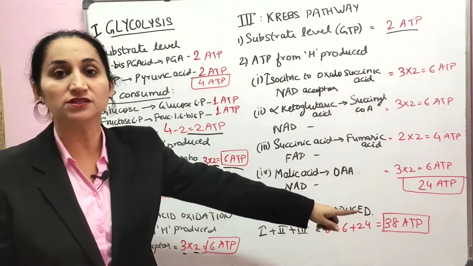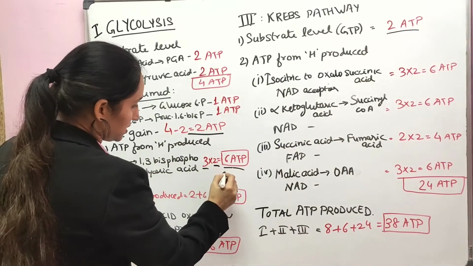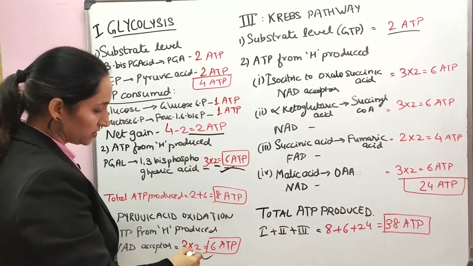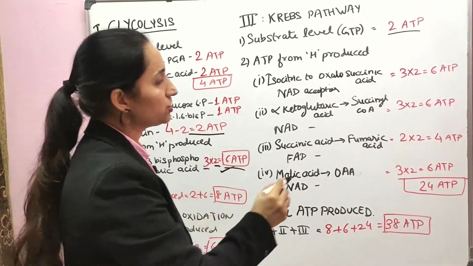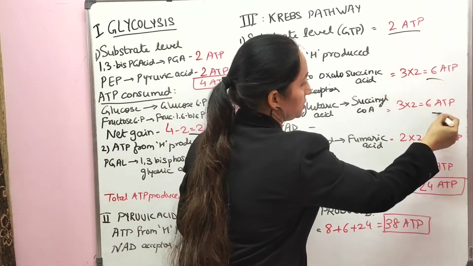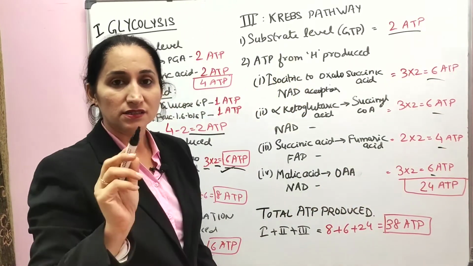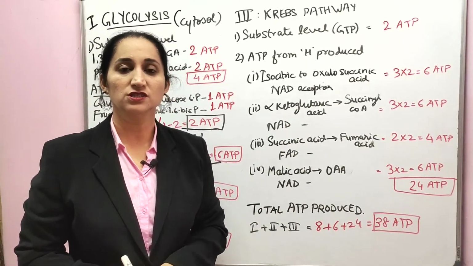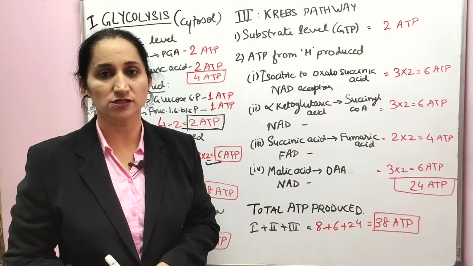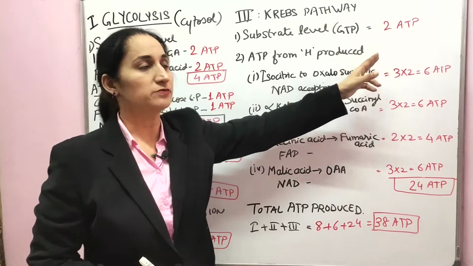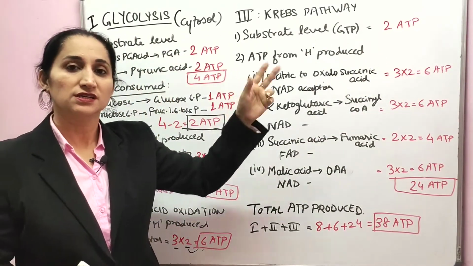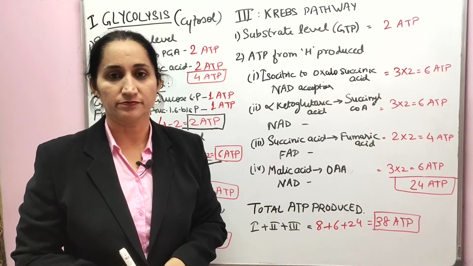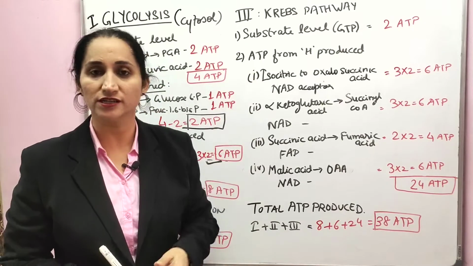The rest, all the 34 ATPs, these 6 in glycolysis, the 6 in pyruvic acid oxidation, and these 22 ATPs, are produced in the electron transport system, that is 34. These 34 ATPs are formed in the electron transport system, and the rest, 2 from the Krebs cycle and 2 in glycolysis, are formed outside the electron transport system. Hence, they are substrate level phosphorylation.